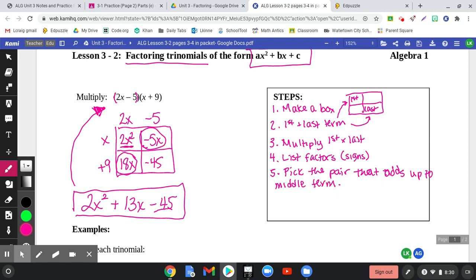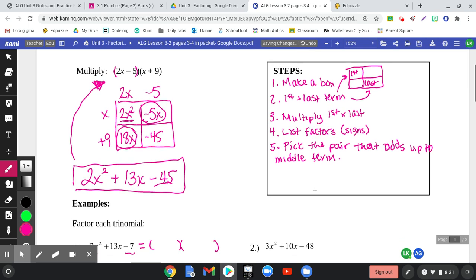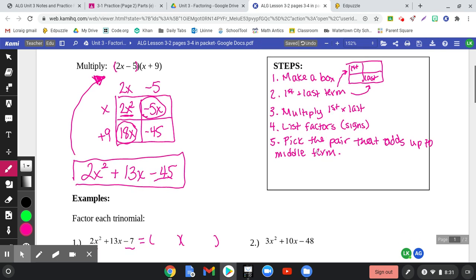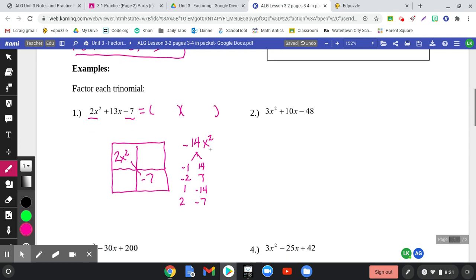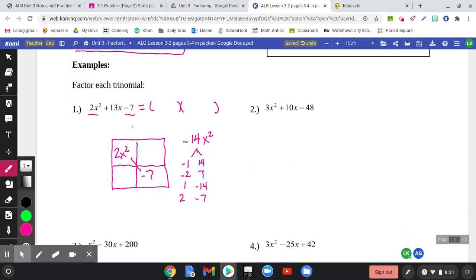Now, sometimes that can take a while. So there is a calculator trick that I'm also going to show you. I just learned it and I think it's great, but I figure it's good to know it this way too. Okay, let me pause for just a second.